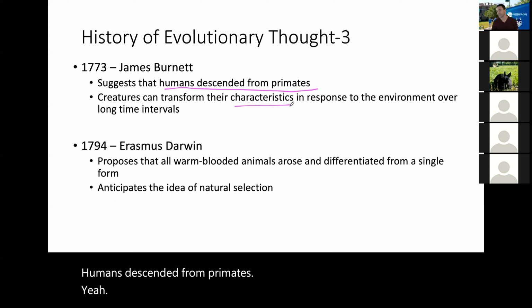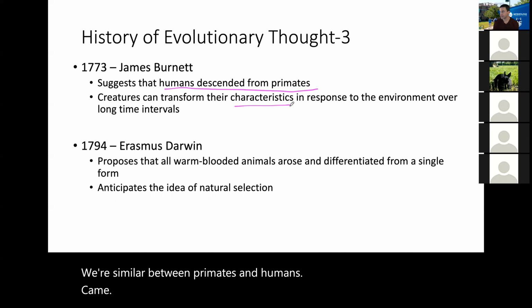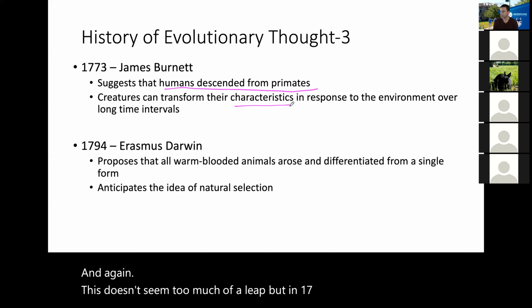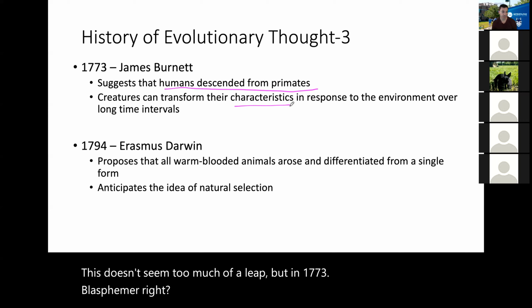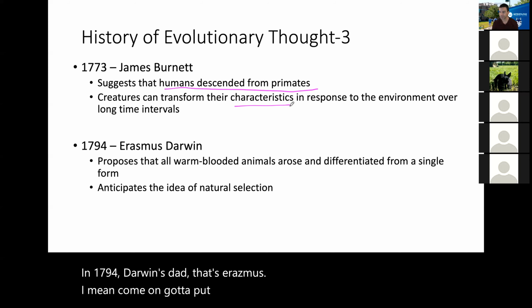He was looking at characteristics that were similar between primates and humans. Okay. And again, this doesn't seem too much of a leap, but in 1773, blasphemer, right? In 1794, Darwin's dad, that's Erasmus. I mean, come on. You got to put Erasmus in there, right? Just because of the name alone. This is Darwin's dad.